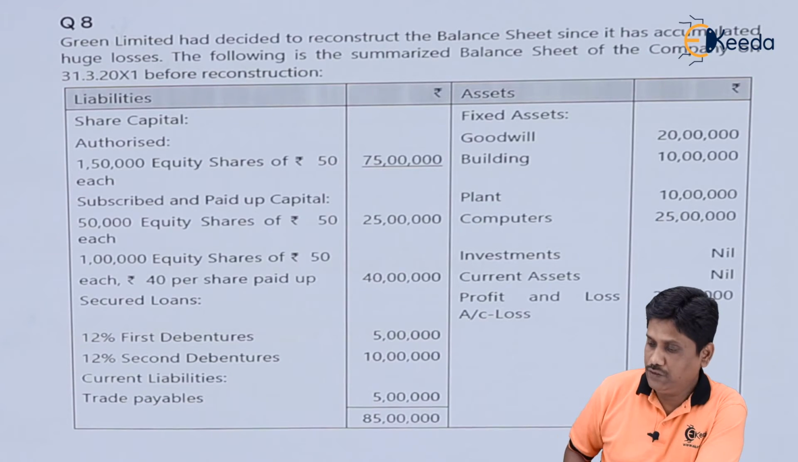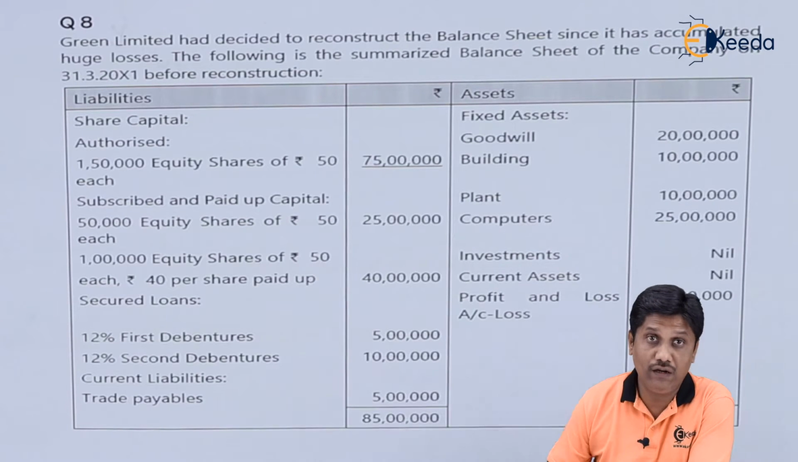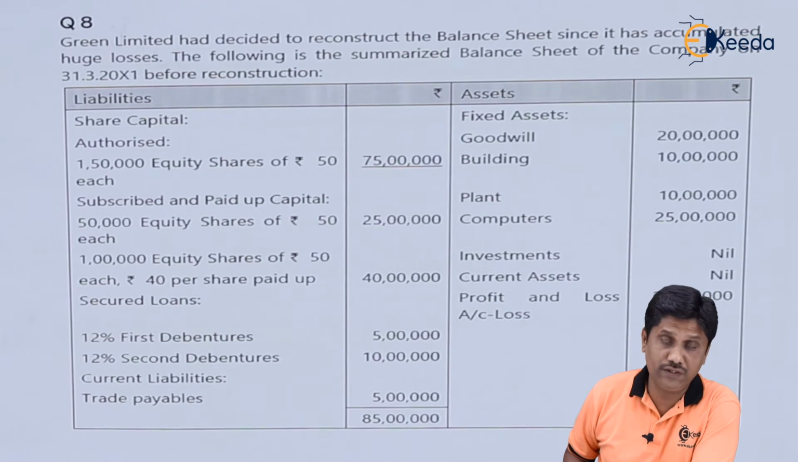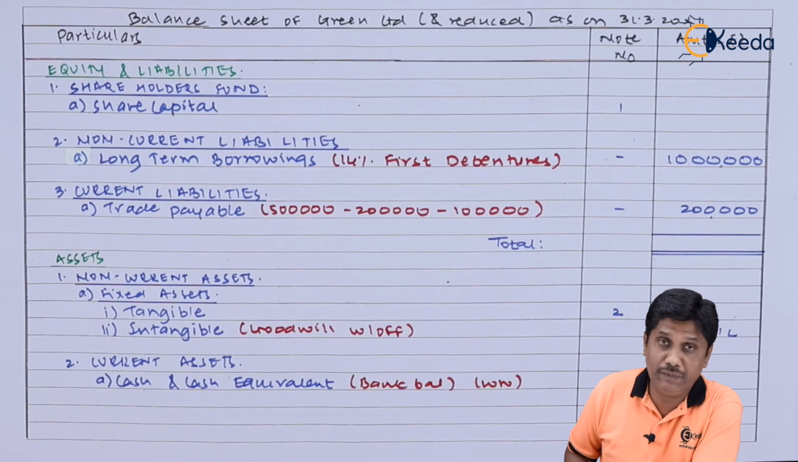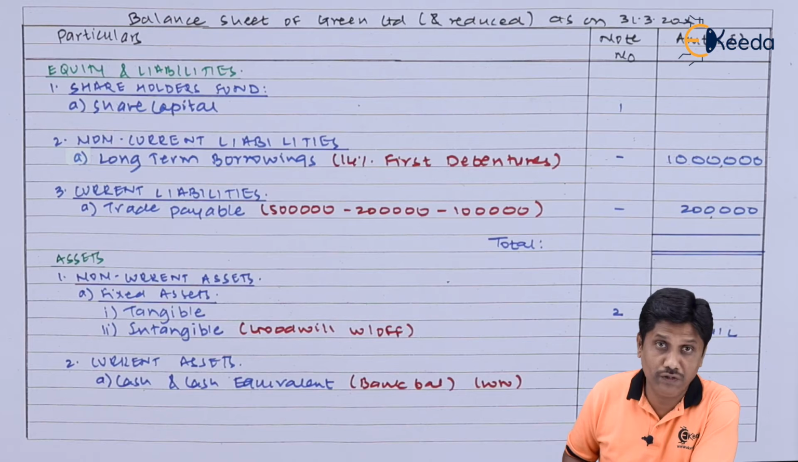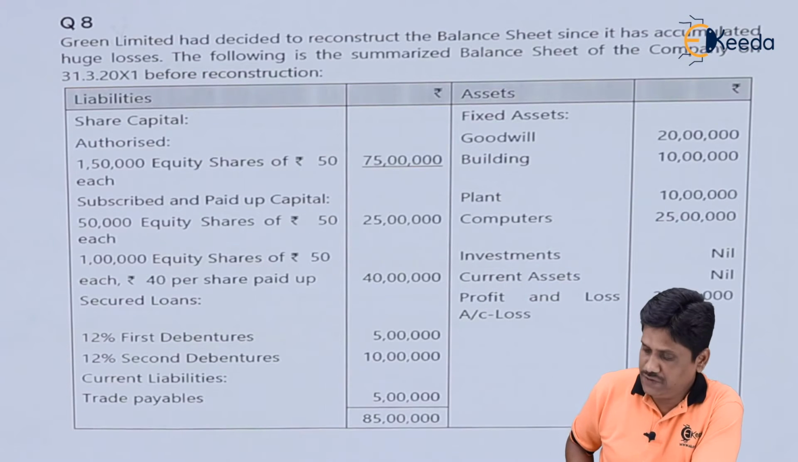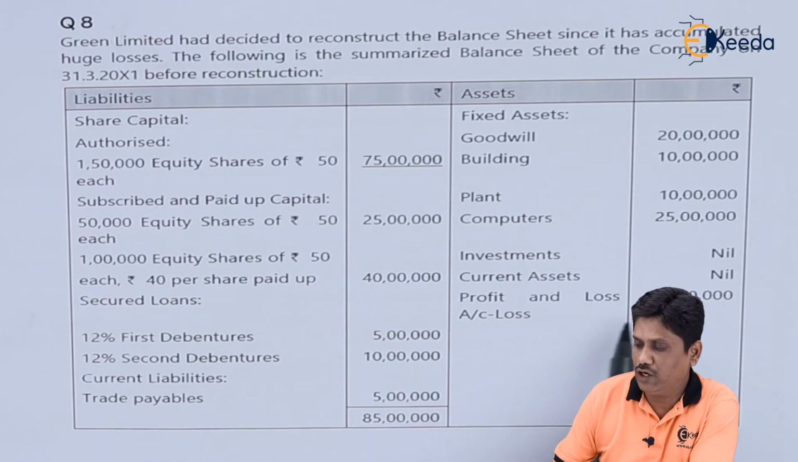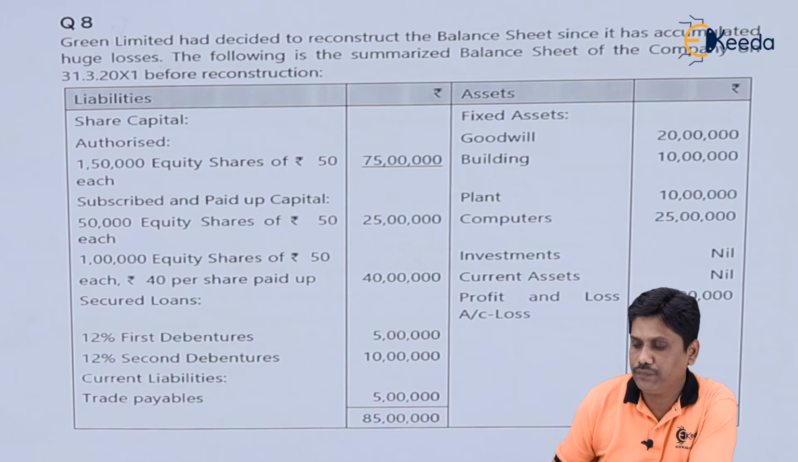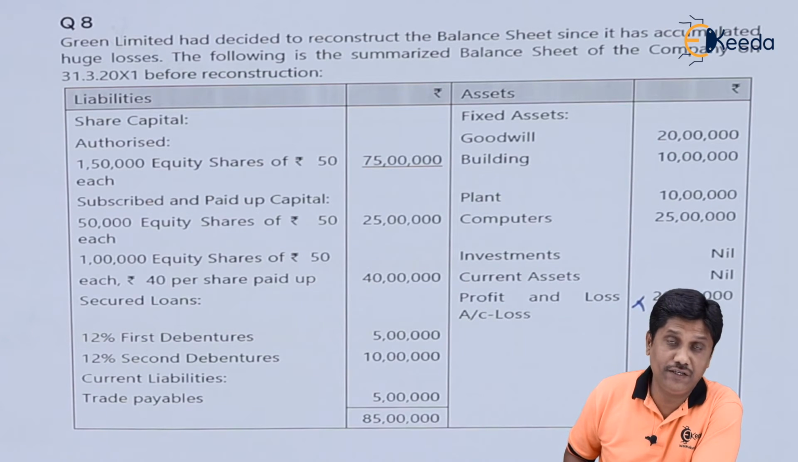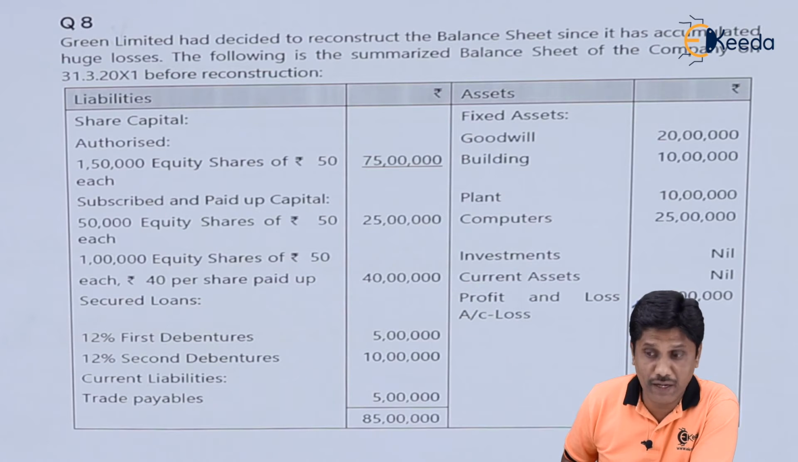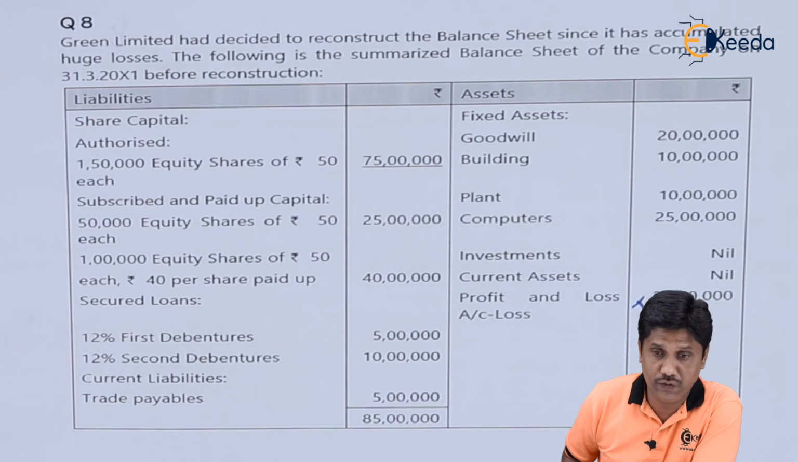In this example, your current assets are nil, but if you notice, we have a bank balance. In our various entries, bank balance is recorded, that will appear as your cash and cash equivalent. Friends, for bank balance, I need to prepare a small working note. In your existing balance sheet, there was a debit balance of P&L account which is already written off. So the only thing I have to write is your cash and cash equivalent, that is bank balance, for which I will have a working note.